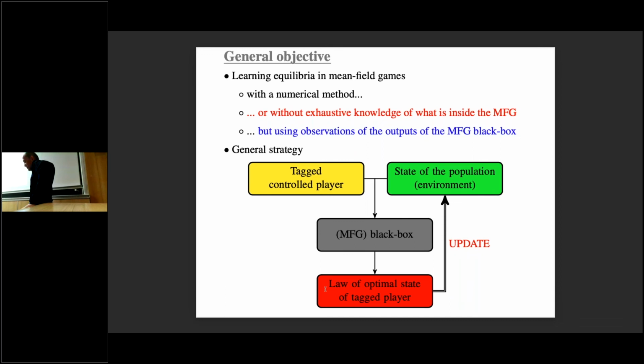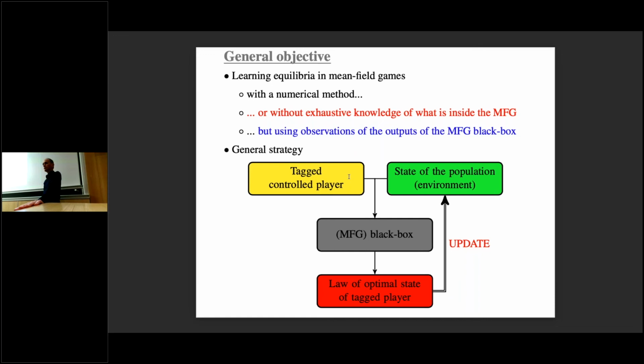So there are things that you have. You have your state of the population. This is your environment. Okay. So this is the red box, the green box. And in the yellow box, you have one reference particle in the population. This is the one that you are tracking in the population. Now in gray, you have what I'm going to call a black box. This is where you optimize. You optimize the state of the yellow player when you are given the green state of the population.